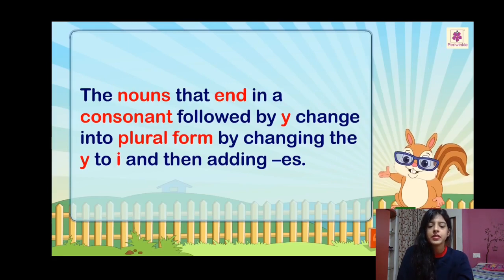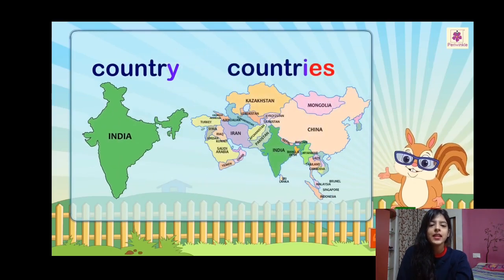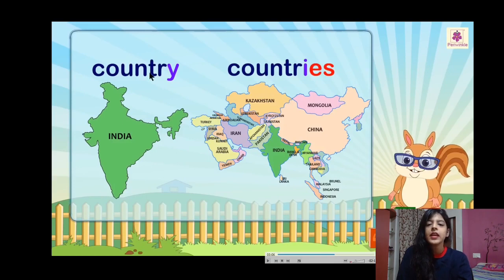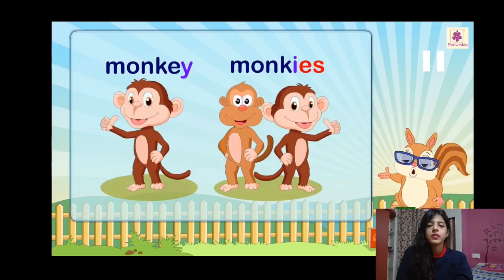Let's see some examples. Country. So this is a y. Is R a vowel? No, R is not a vowel, so it is called a consonant. To change that into a plural form, we will cut out the y, replace it with i and add es. Like you see, we cut the y, added an i and added es to make it a plural noun. But there are always some exceptions.